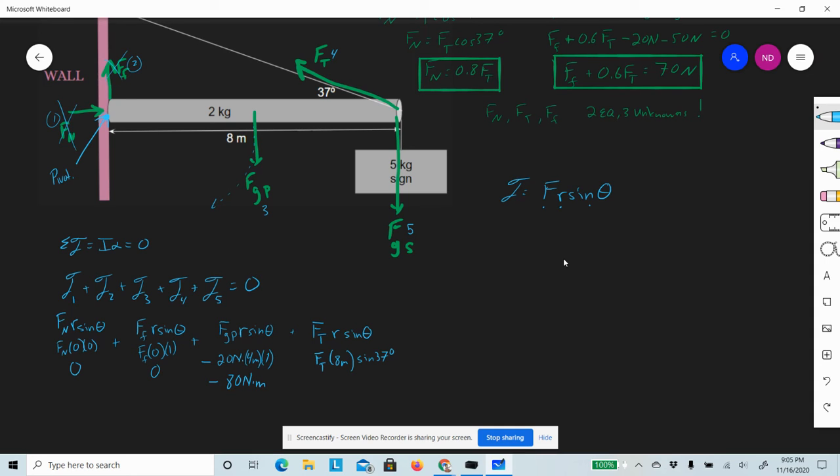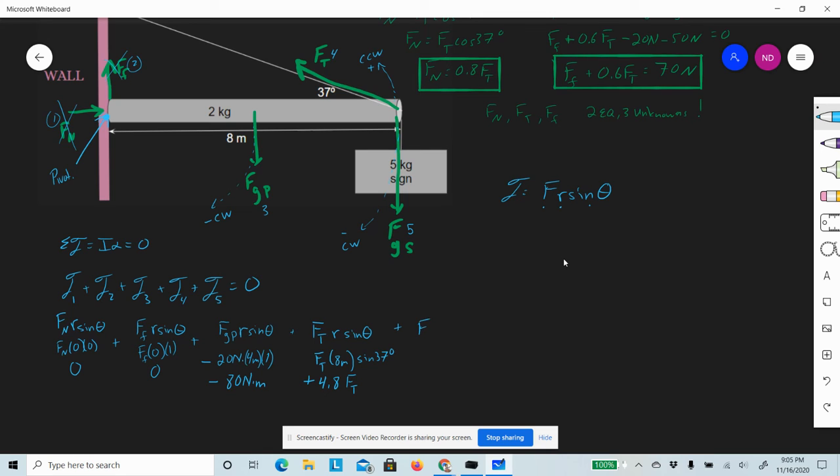So this is going to be positive 4.8, because this would cause it to rotate counterclockwise. So that's positive. Clockwise, negative. This one here is counterclockwise. So it's going to be 4.8 times the force of tension, plus our last force. Again, this one's going to be negative because this would cause it to rotate clockwise. So it's really negative.